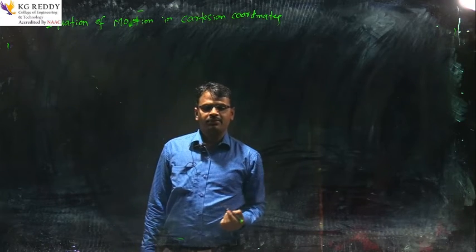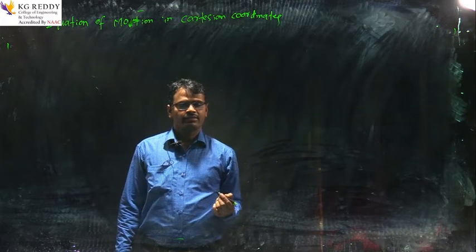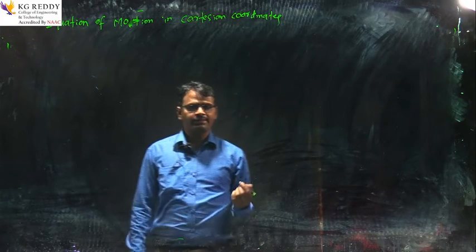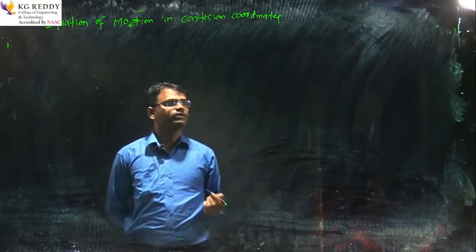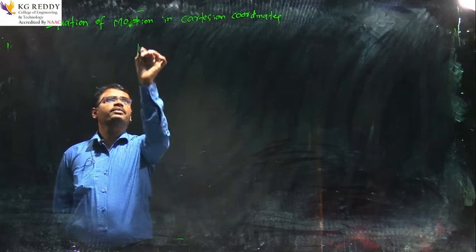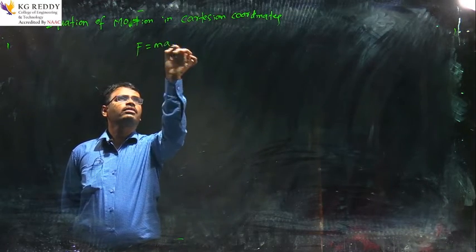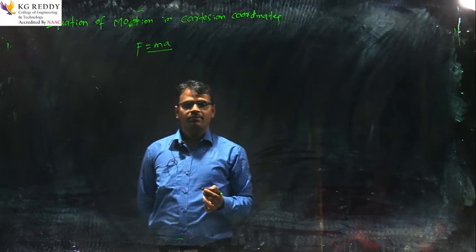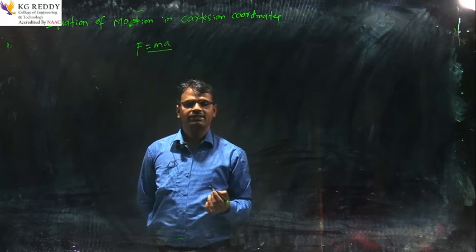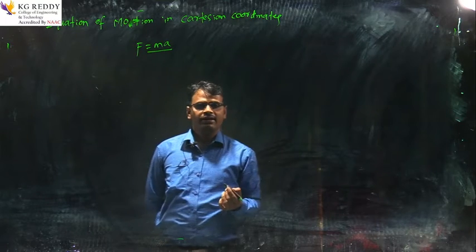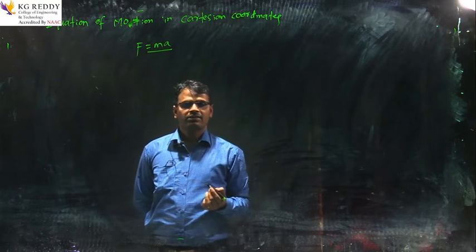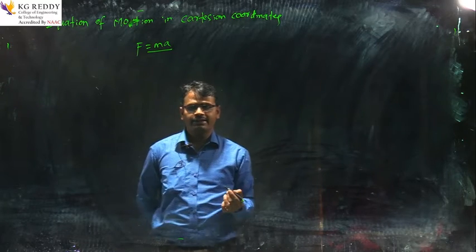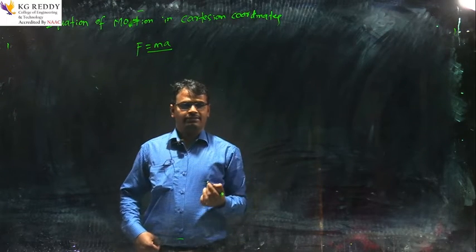What is the equation of motion? Newton's second law itself is the equation of motion, that is F equal to ma. Here m is the mass of the particle or object, a is the acceleration. So for the equation of motion, we need to calculate acceleration.